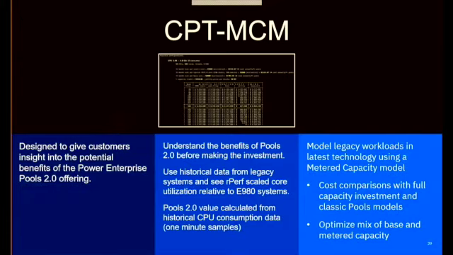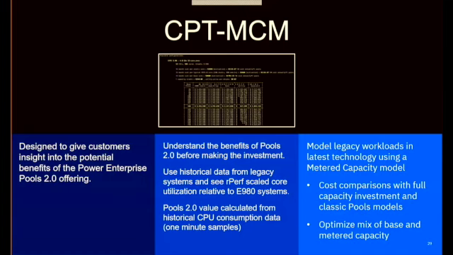Okay, so what we can do with this CPT MCM is we can look at Pools 2.0 before you make the investment. So it's essentially a sizing tool, but it can also help you see the value of PEP 2.0. And in some cases, we can show over $1 million, over €1 million worth of savings for larger environments. And we have seen that because you can really gear the amount to what your steady state is, and the peaks pay as you go.